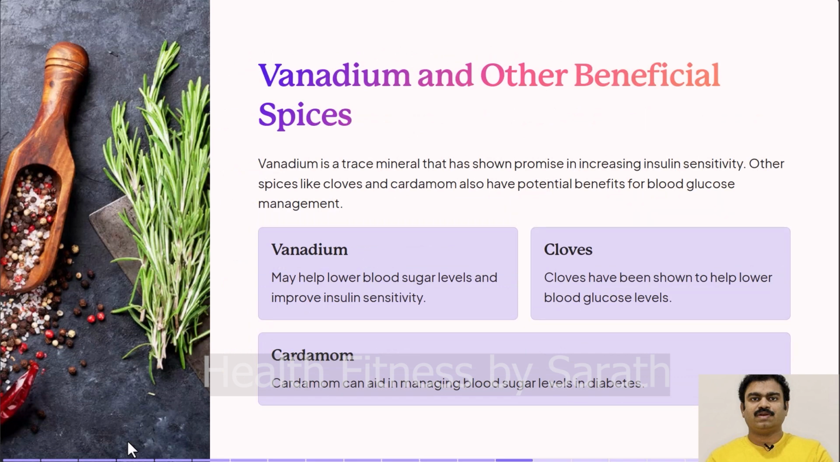And raw coconut sugar has a much lower impact on blood sugar compared to regular sugar. So use this as your sweetener of choice. Or you can always use stevia as well, which has no impact on your blood sugar.